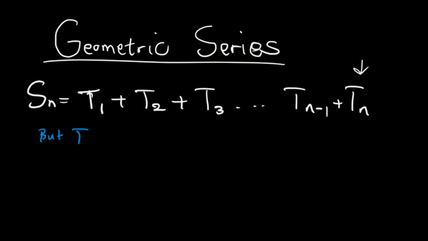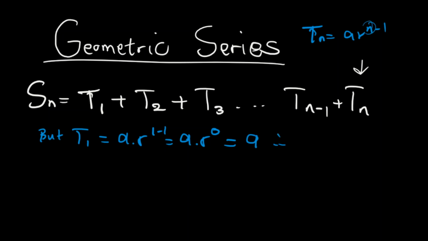T1 is equal to, so you're going to substitute in the formula of T of n is equal to a r to the power of n minus 1. Where there's n, you're going to put 1. So for T1, it's going to be a multiplied by r to the power of 1 minus 1, which is equal to a multiplied by r to the power of 0. Anything to the power of 0 is 1, so it's equal to a. So therefore, term number 1 is equal to a, right?